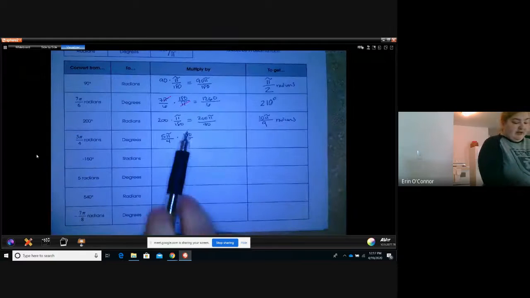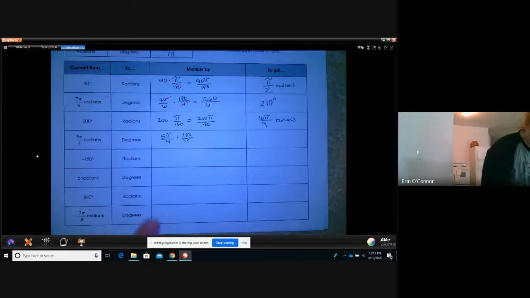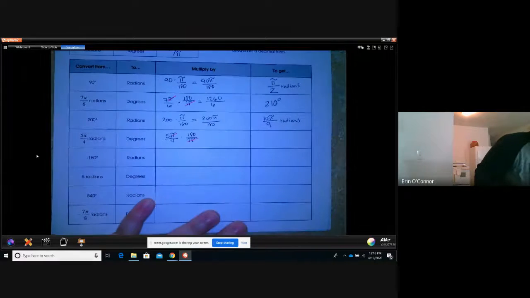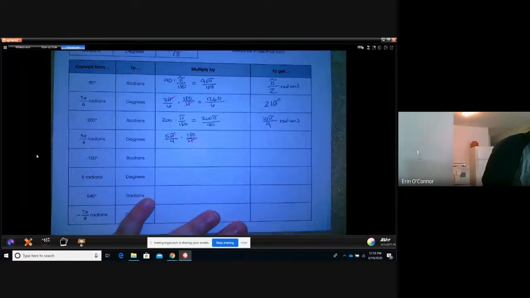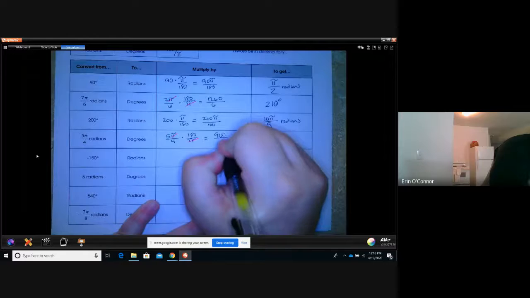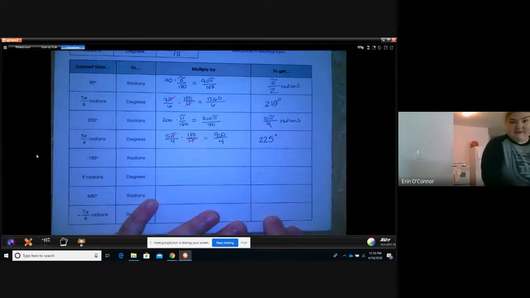Now, I know sometimes you might get this mixed up, but remember, if you have a pi in the numerator, you need to have a pi in the denominator, and that should help out. The pi's cancel out. 5 times 180 should be 900 divided by 4, and 900 divided by 4 is 225 degrees.